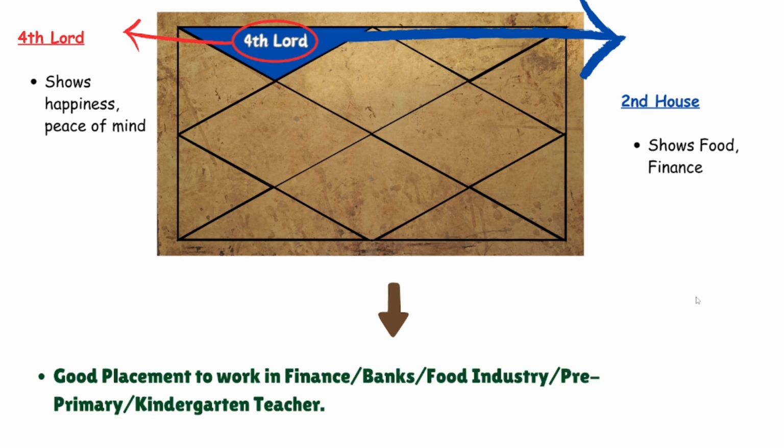Now, fourth lord shows happiness, peace of mind, and the second house shows food, finance. So this is a good placement. If it is getting connected with the career houses, then it is a good placement to work in the finance industry, in the banking industry, food industry, or as a kindergarten or pre-primary teacher. This is also suitable. Now again, to specify which one, we need to see planets, zodiac sign, and much more detail.